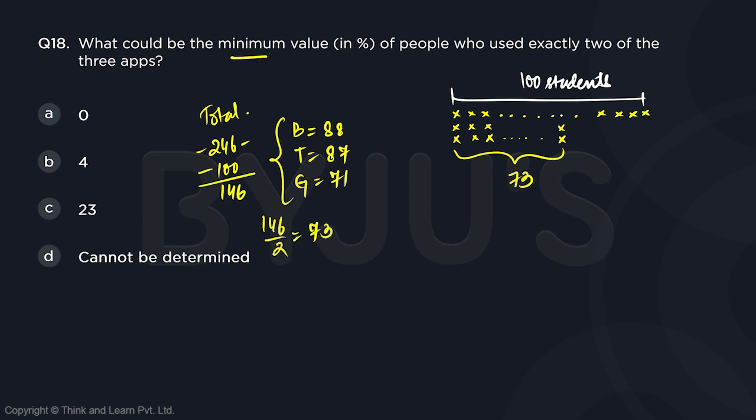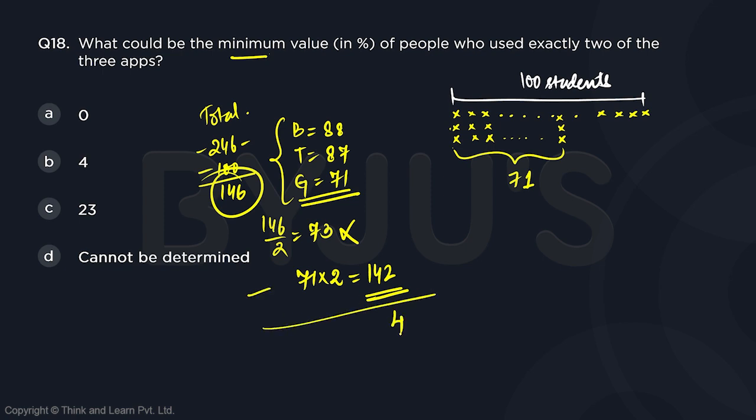Now, 73 kids are going to have 3 chocolates. But the smallest set we have is 71. That means 71 people can only have 3 chocolates, which we already know from question number 16. So that means this 73 is not going to happen. We will have only 71 students who will have exactly 3 chocolates. Now, since 71 kids are going to have exactly 3 chocolates, that means we distributed 2 chocolates among 71 kids. That means we distributed 142 chocolates out of 146. That means we are left with 4 more chocolates.